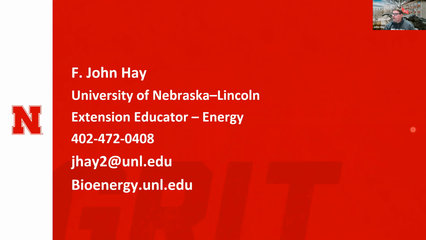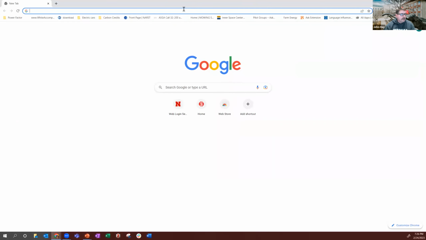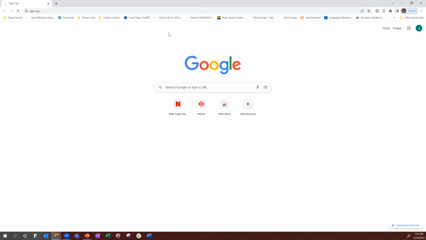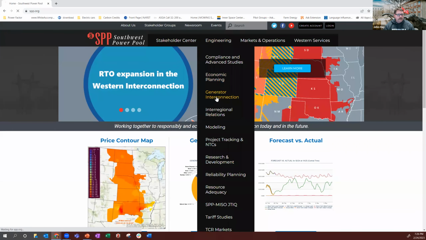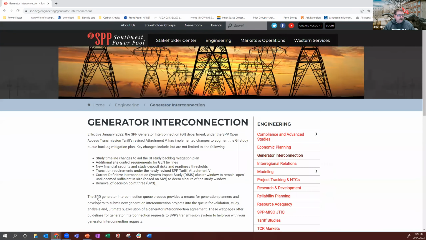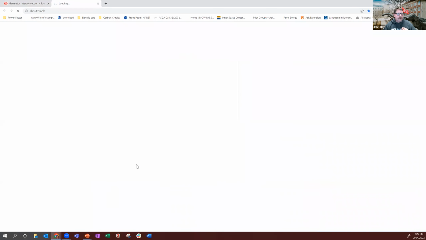I think, what if I just hold, are you seeing my internet here? Yes, we are. SPP. Let's give maybe a visual on that, if this will load. Engineering, generation, connection. We're going to go to the interconnection, the generator interconnection queue line.